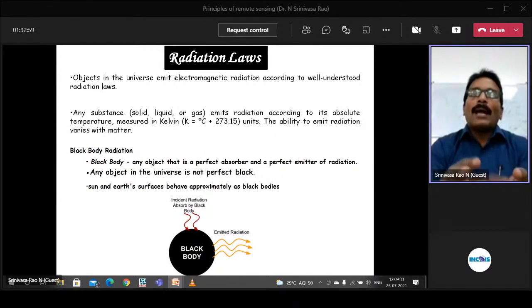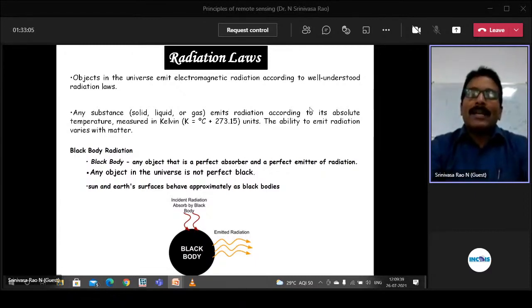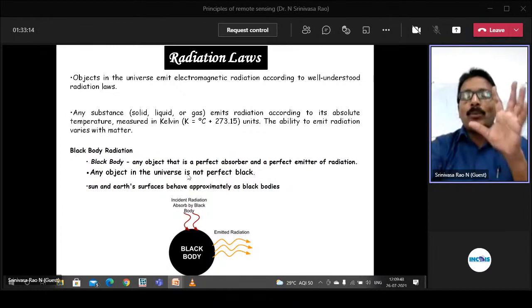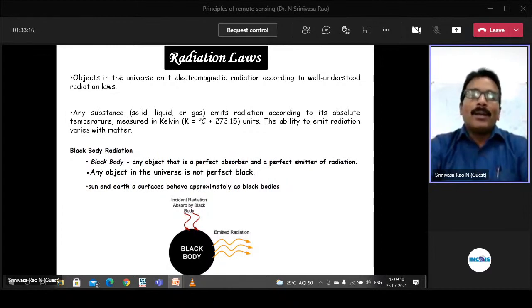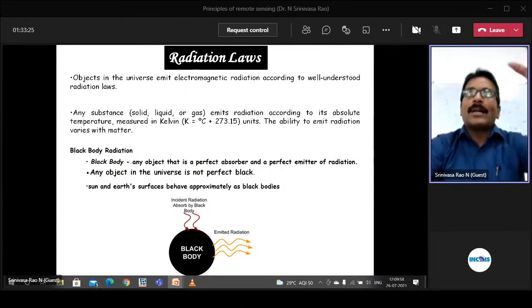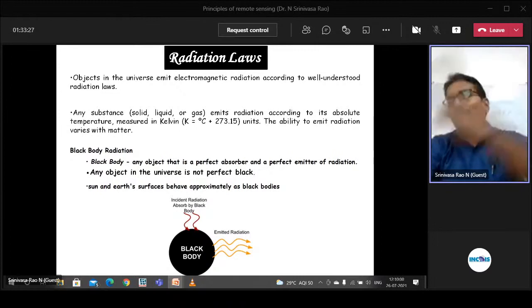Now here the term black body will come up in radiation. A black body completely absorbs whatever incident radiation falls on it, and at the same time emits total radiation. But in nature, no substance is a pure black body. Normally, we consider the sun and earth surfaces to behave approximately as a black body. How the sunlight, whatever the energy it emits.